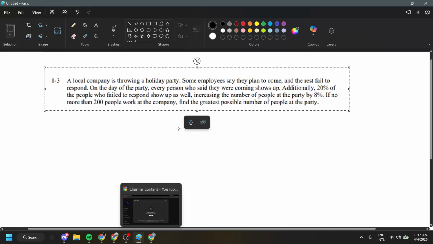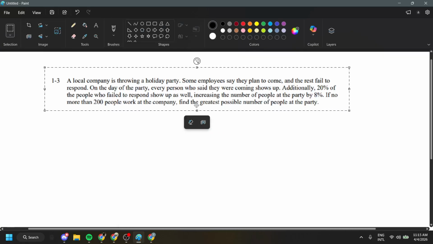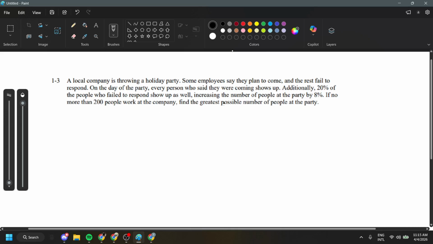Okay, so our constraint is that no more than 200 people work at the company, and 20% of the people who failed to respond are equal to 8% of the people that are at the party, or increased by 8%. Okay, so there's the total number of people, there's the people who responded, and there's the people who failed to respond. Every person who's coming shows up.